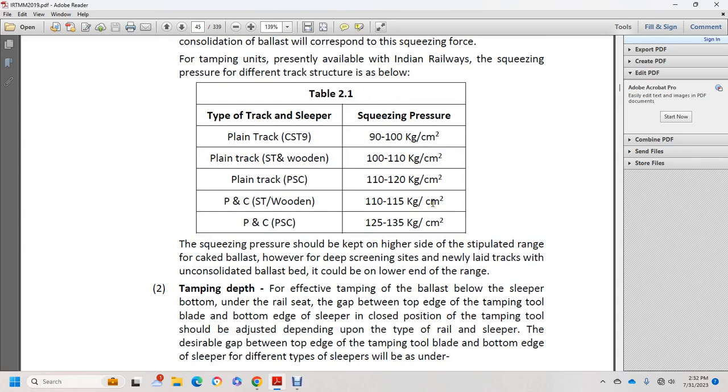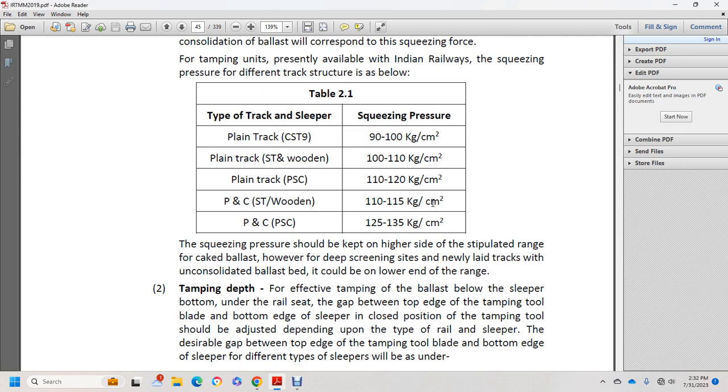Squeezing pressure should be kept on the higher side of the stipulated range with the CAG ballast side, with the deep screening side with the newly laid tracks with the unconsolidated ballast bed could be on the lower end of the range. Tamping depth for effective tamping of the ballast below the sleeper under the rail seat, with the gap between the top edge of the tamping tool blade.